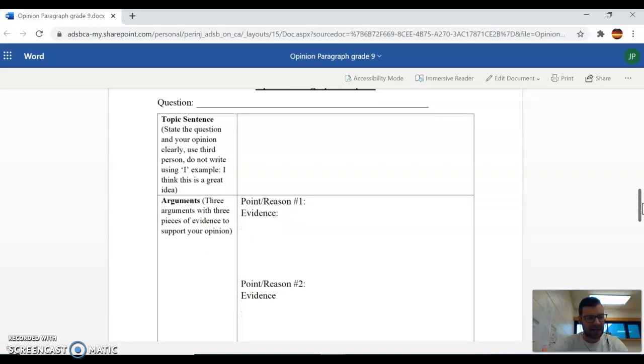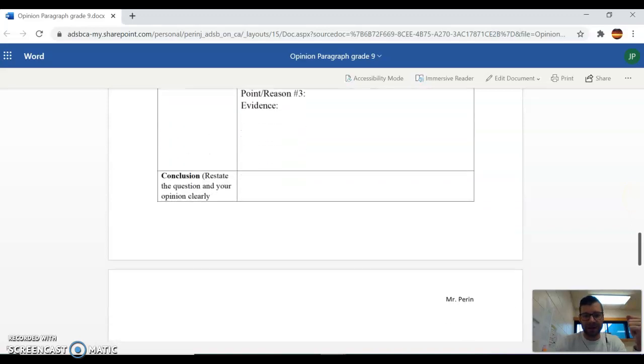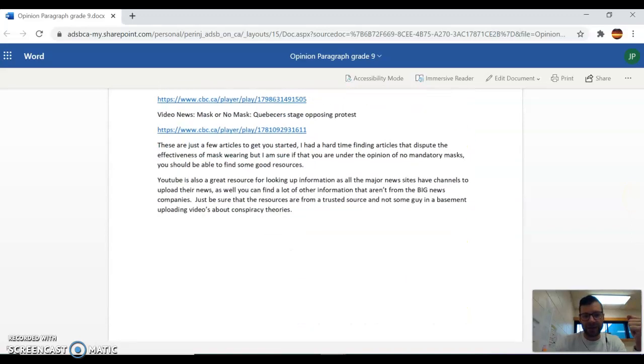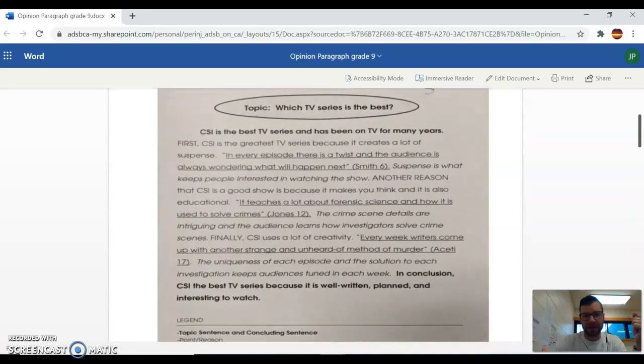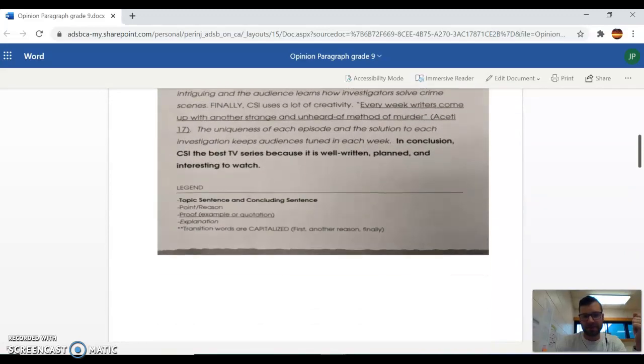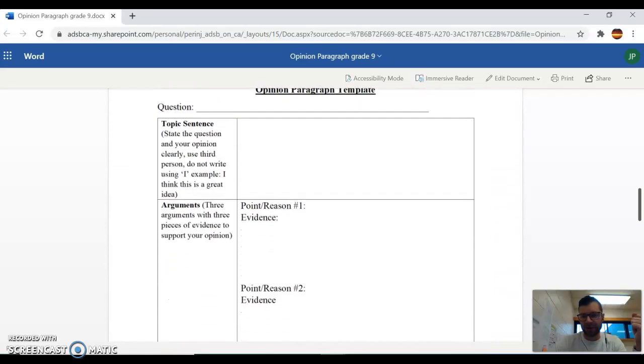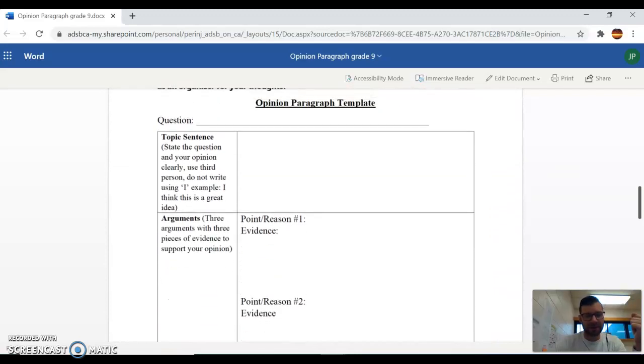But in any sort of writing activity like this, it's good to have, this is part of the writing process. You have your planning, and this is part of the planning process. And then once you get down to actually writing, you're going to be following this format up here. I'm sure by now in grade 9 you've all written a paragraph of some sort.